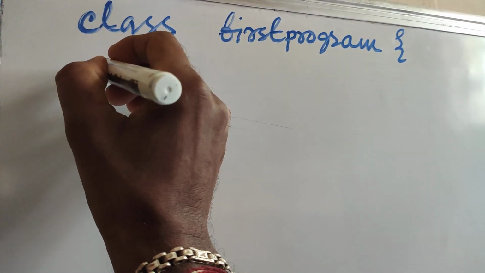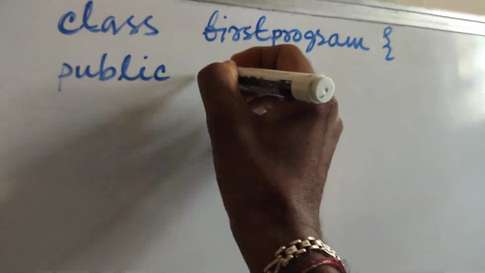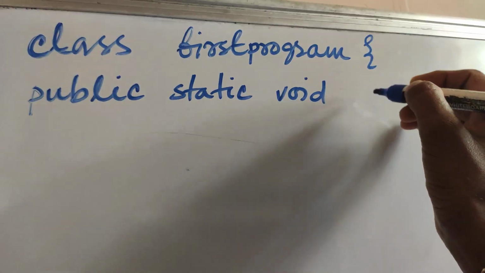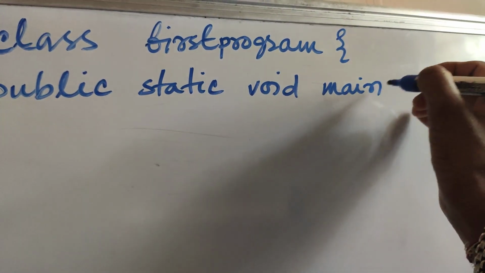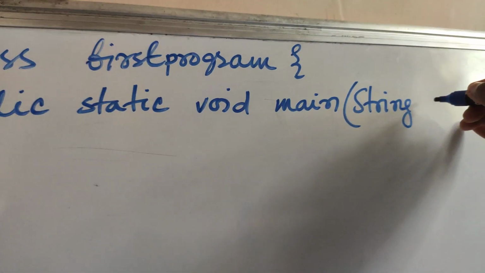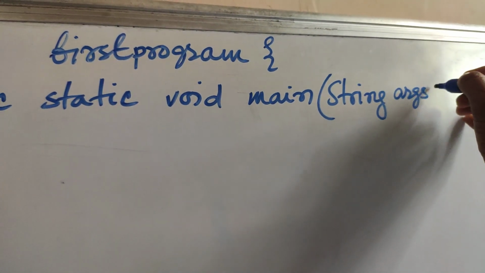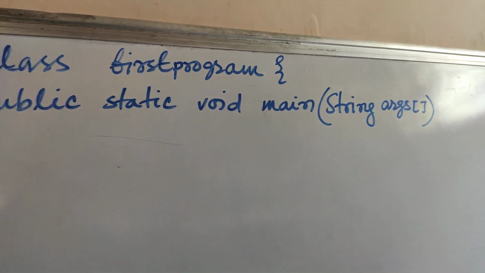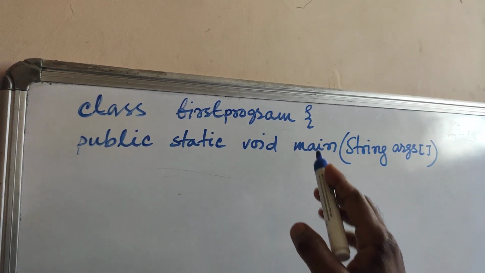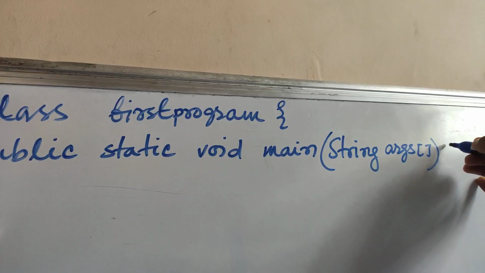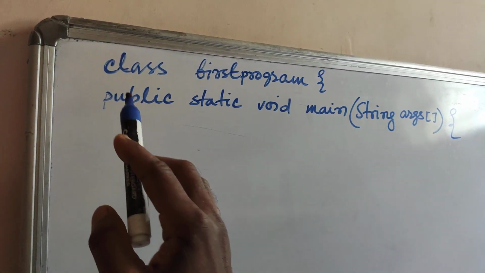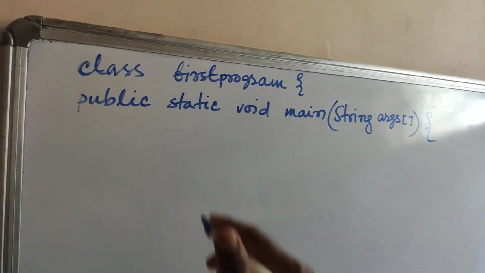Then I am writing public, static, void, main, String args. Then after the function's name, these statements are the function signature. After writing this, you have to give the block. You can keep the braces here, otherwise here also. First line is the class name.